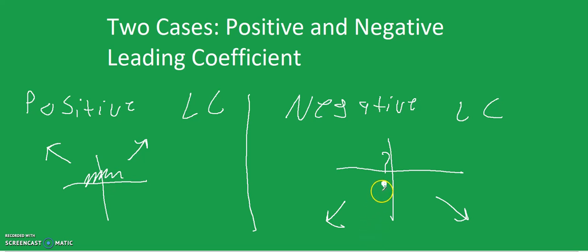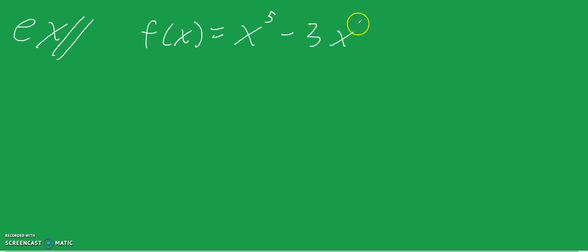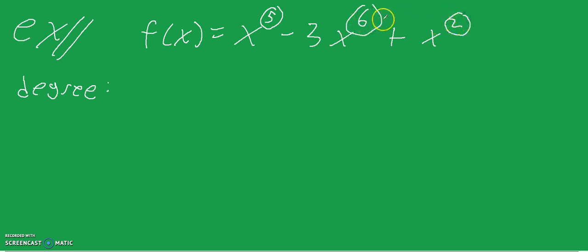Now let's look at a few examples of this. This first example is going to be f of x equals x to the fifth minus 3x to the sixth plus x squared. First of all, let's find the degree of this polynomial. I need to look at the highest exponent. I have a 5, a 6, and a 2, right? These are all my exponents here. And I see that 6 is the highest one. So my degree is 6.